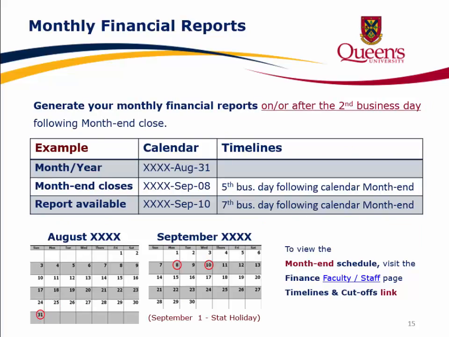Monthly financial reports. You can generate your monthly financial reports on or after the second business day following month-end close. For example, the August 31st month-end will close on September 8th, representing the fifth business day following calendar month-end. Your report will be available on September 10th, the seventh business day following calendar month-end. To view the month-end schedule, visit the Finance Faculty Staff page, Timelines and Cutoffs link.